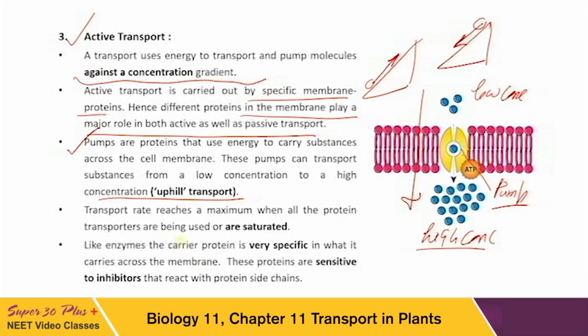Here the saturation effect is observed. If all these proteins are being engaged, then they will be called saturated. These are specific and saturable, and these are sensitive to inhibitors. If an inhibitor, a chemical, is used which will change the characteristics of this specific protein, then this active transport will be affected.